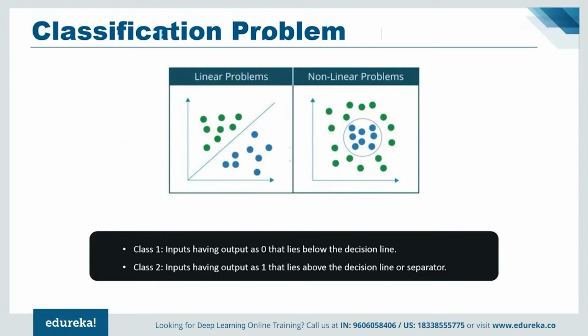On the contrary, in the case of non-linearly separable problems, the dataset contains multiple classes and requires a non-linear line for separating them into their respective classes.